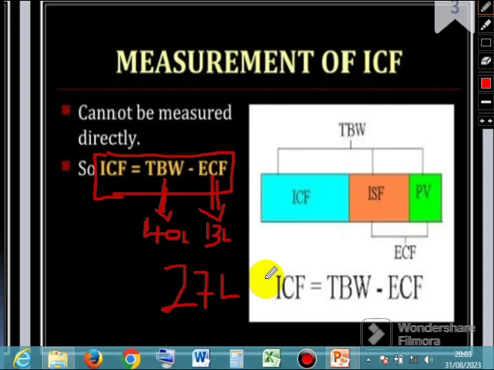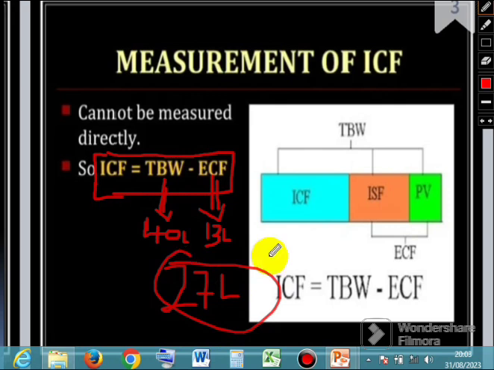Check. Are you sure? Yes. What is the normal volume of the ICF? 28 liters. I ask you again. Is she normal or abnormal? Very abnormal, right? Huh? Okay. Okay, she's normal. She's normal, alright? Good.